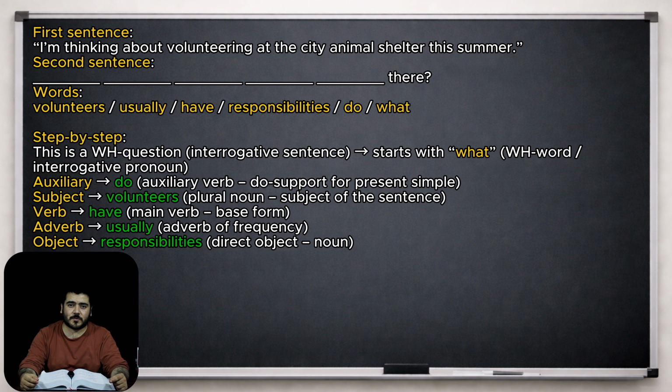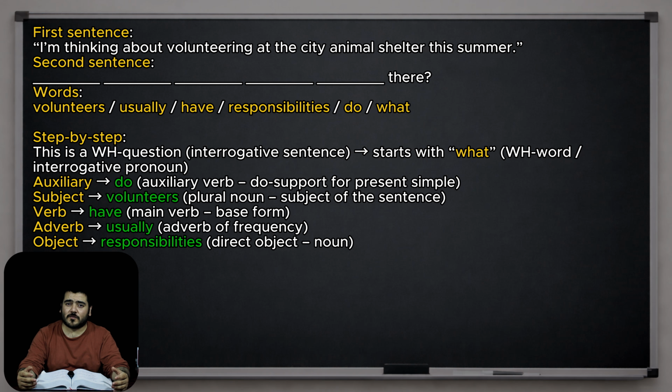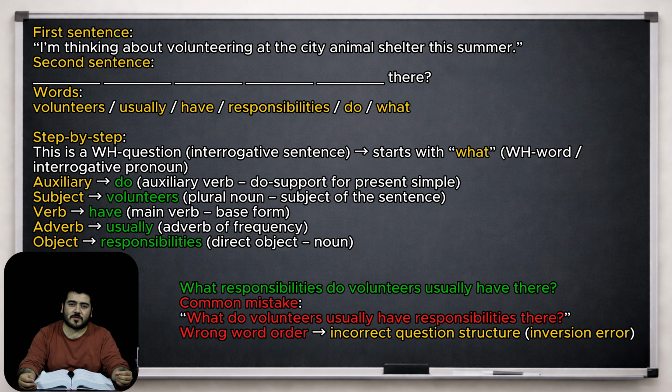This is a WH question, I mean, an interrogative sentence. It starts with what. It's a WH word. Number 2, the auxiliary verb is do. Number 3, the subject is volunteers, a plural noun, the subject of the sentence. The verb is have, the main verb, in base form. The adverb, usually, an adverb of frequency. The object, responsibilities, it's a direct object. So the final answer is, what responsibilities do volunteers usually have there?